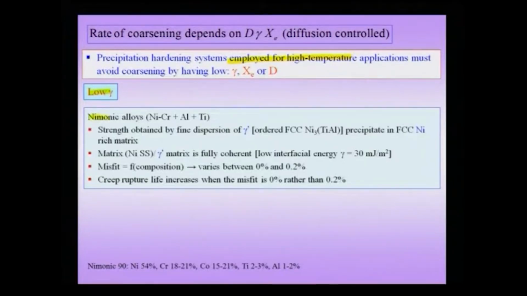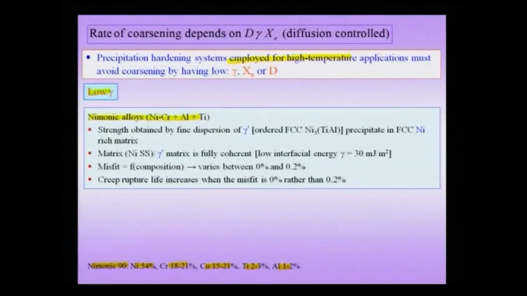Monel alloys are special alloys which are designed for high temperatures, and a typical Monel alloy, for instance a Monel 90 alloy, would have a composition in which there is about 54% nickel, about 18 to 20% chromium, about 15 to 20% cobalt, some small percentage of titanium and aluminum, and this composition retains its strength at high temperatures.